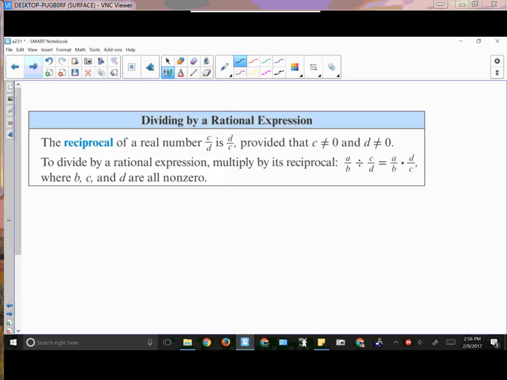But I want you just to keep this in mind, because this is going to be how we deal with this. Okay? First fraction stays the same. Second fraction gets flipped around. So, multiply by the reciprocal. So, here we go.